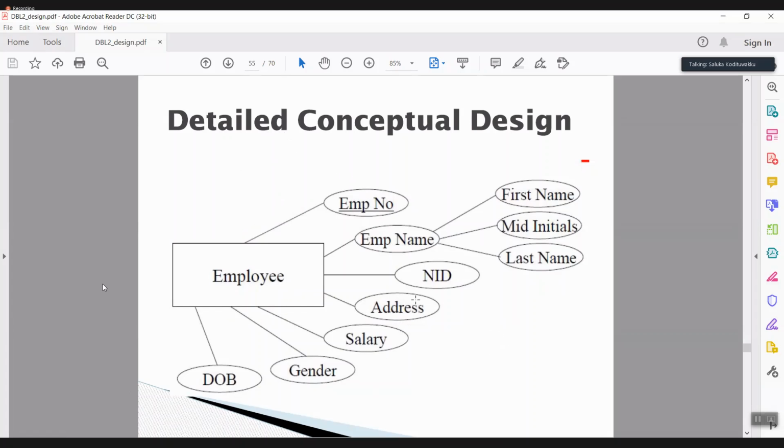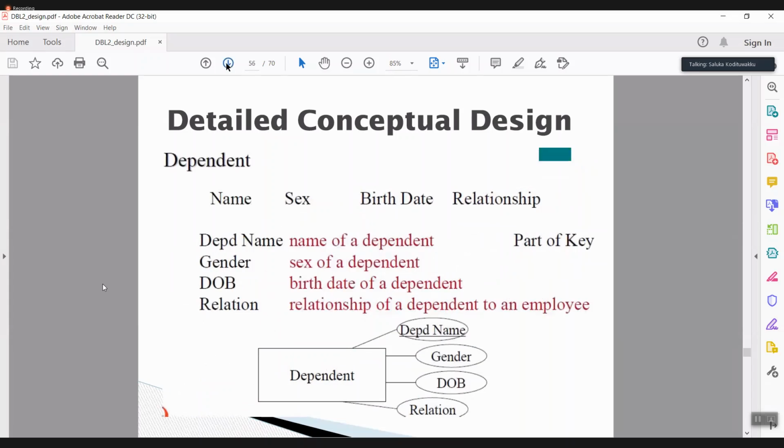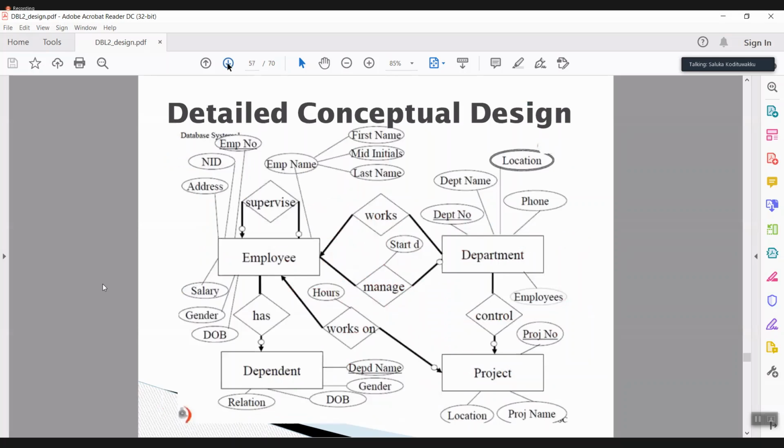Even though the employee could have multiple addresses, only one address is stored in the database. And this is the dependent. A particular thing here is that the dependent name is part of the key. So that means it is not the entire key, but we will discuss it later. And the department name is unique for the dependent, but it may not be unique for the database. We talk about those things in detail later.